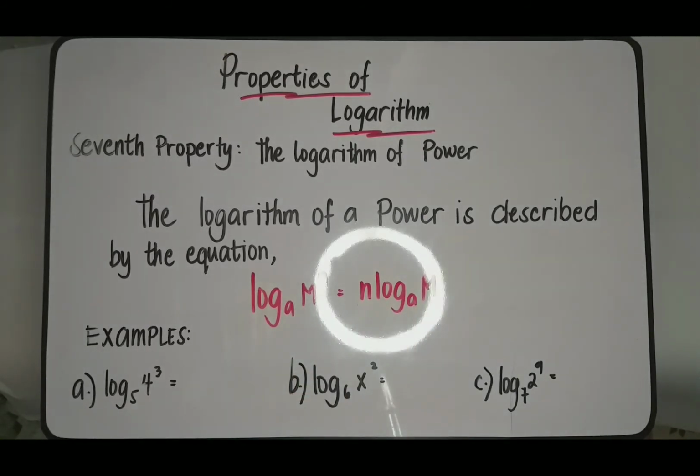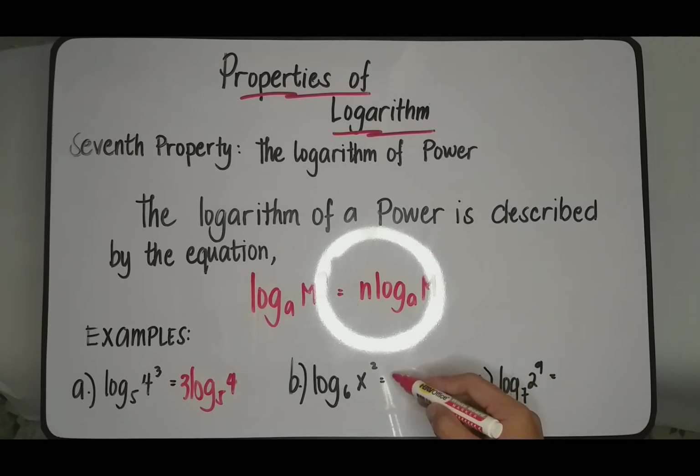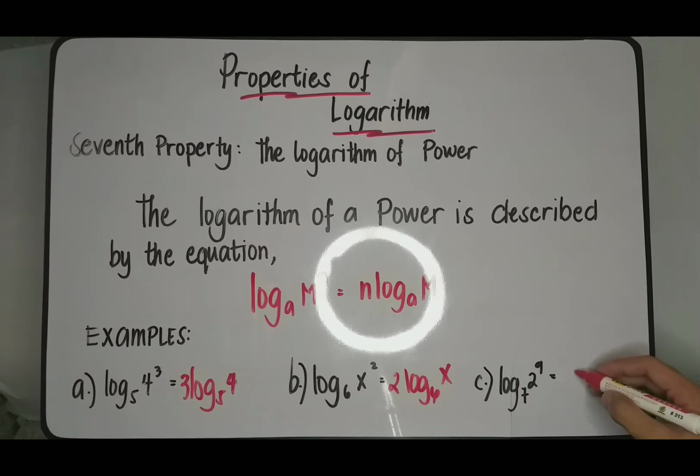So, let's take some examples. So, we have here logarithm of 4 raised to 3 to the base 5. Okay? So, our answer is 3 logarithm of 4 to the base 5. Okay, yung exponent ni 4, which is yung 3, nilagay lang sa kabilang ibayo. Ganun lang kadali. So, for letter B, we have logarithm of x squared to the base 6. So, i-change natin yan based on the logarithm of power. Okay? So, we have 2 logarithm of x to the base 6. And last, letter C, we have 9 logarithm of 2 to the base 7.